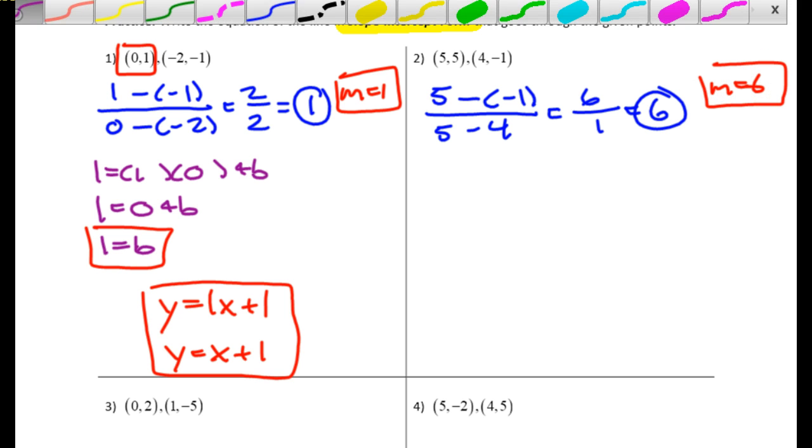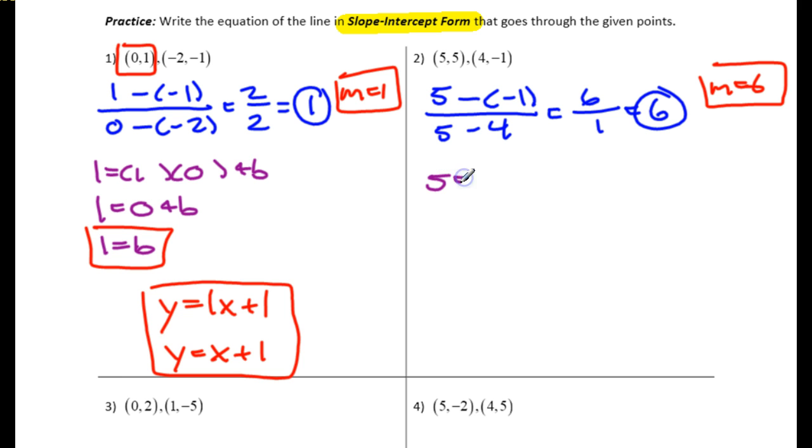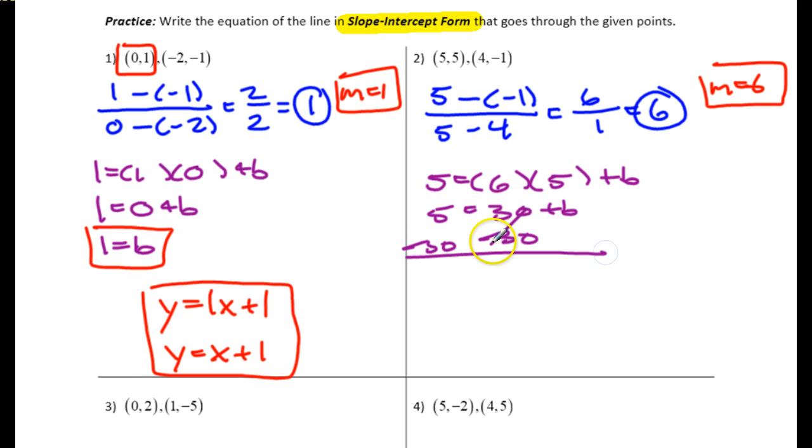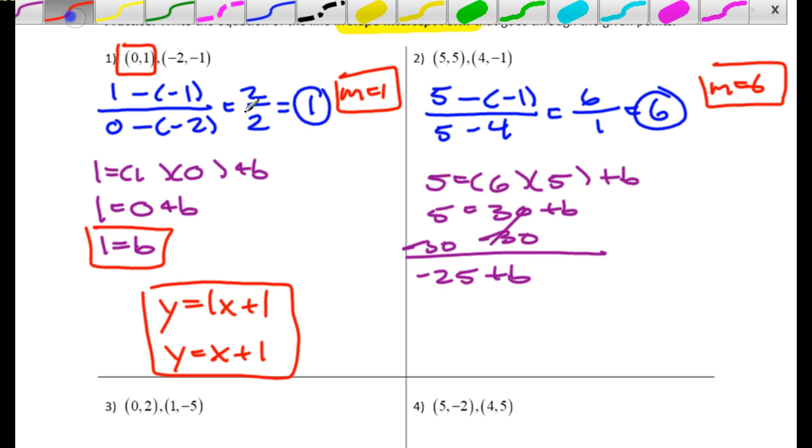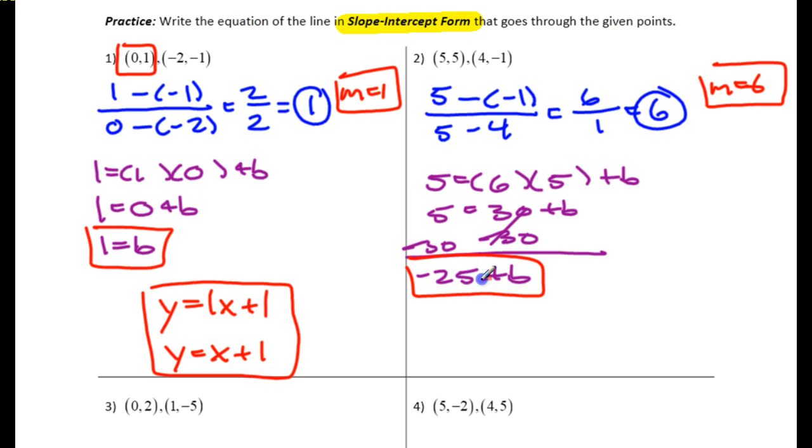Now I'm going to get my b. How do I get my b? I'm going to plug in my m, my x, and my y, and I'm still going to use the same one. You can use the other one if you choose. Alright, but in this case my y is 5. mx plus b. M is 6. X is 5. So now it's 5 equals 30 plus b. Get the b by itself by doing minus 30. 5 minus 30 is negative 25 plus b. Alright, so I got what I need. Whoops, that should be an equals.